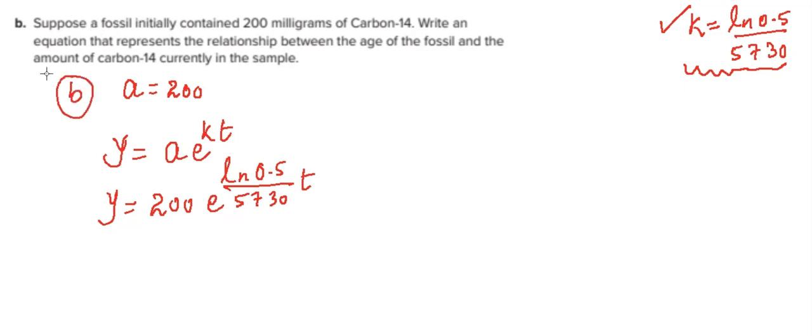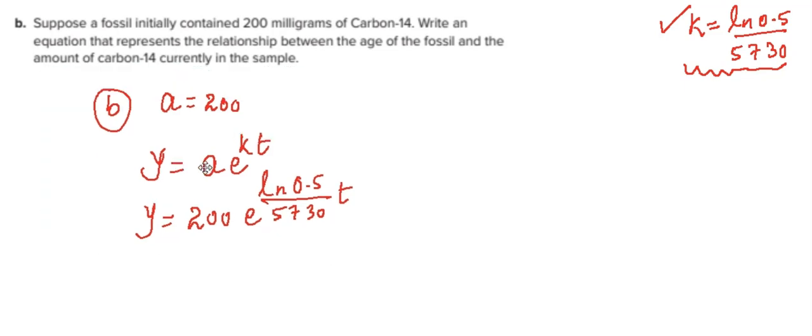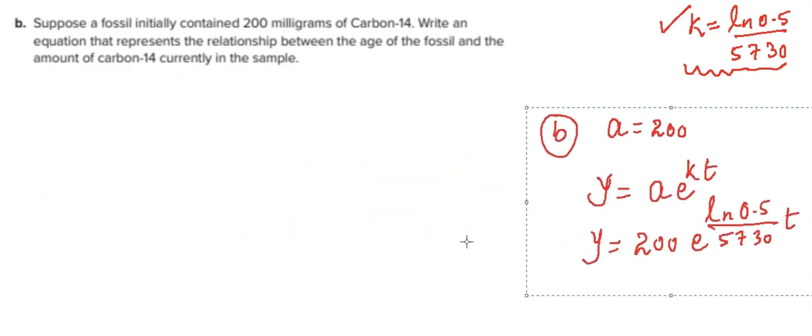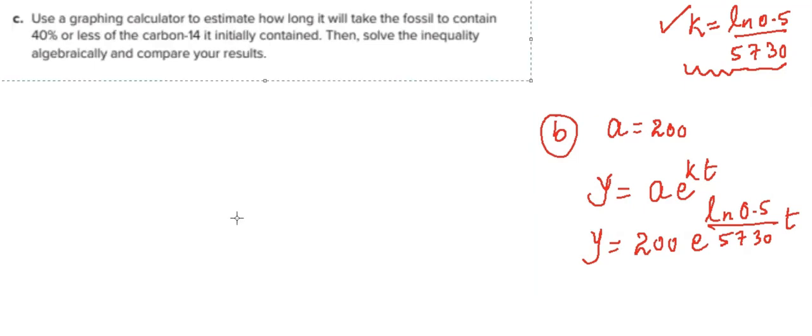I'm keeping it here because we have to make use of this equation in the C part. So let me take what is given in the C part. Now in the C part, they are saying using a graphic calculator. Even if you don't have the graphic calculator, you can use the simple calculator for this. They are saying the time it will take the fossil to contain 40% or less. So 40% of what? 40% of initial, right?